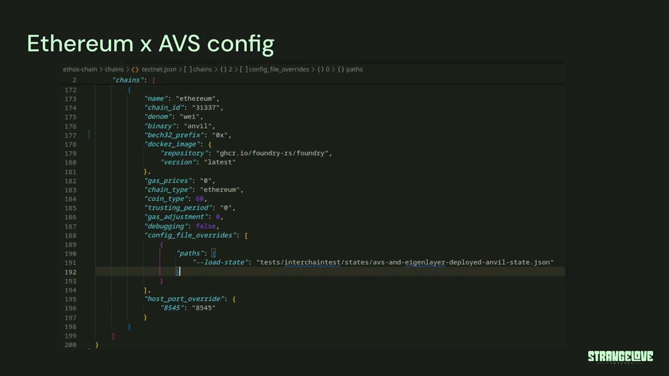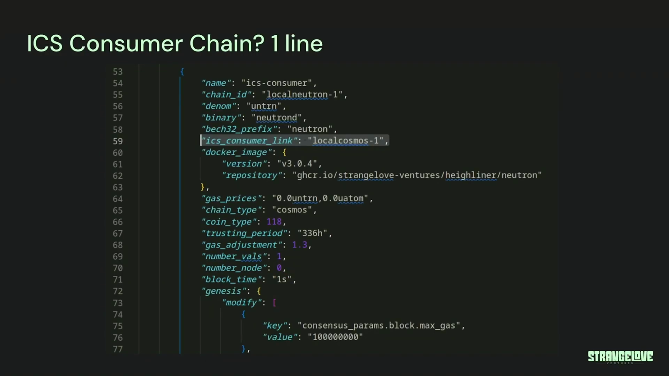It's automatically set up for you alongside your Cosmos networks. If you want a consumer chain, it's a single line. We automatically set up the relayer for you. We automatically set up all of the governance proposals. Everything is done, and all you had to do is just add that one line. That local Cosmos 1 is the chain ID of the consumer chain that you would have.